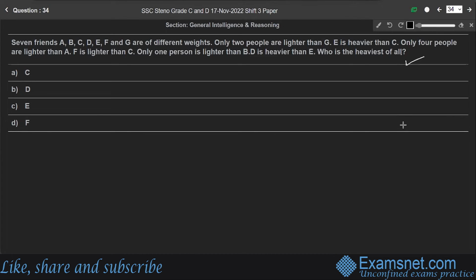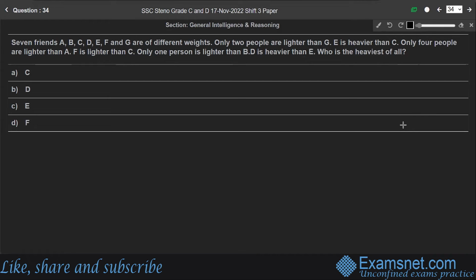Question 34. Seven friends A, B, C, D, E, F, and G are of different weights. Only two people are lighter than G. E is heavier than C. Only 4 people are lighter than A. F is lighter than C. Only one person is lighter than B. D is heavier than E. Who is the heaviest of all?